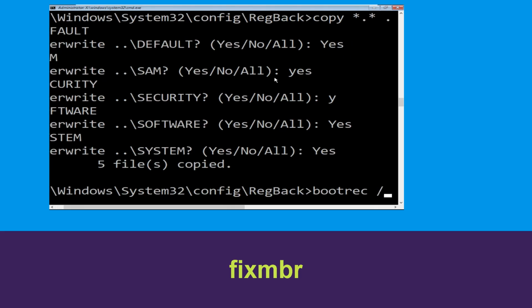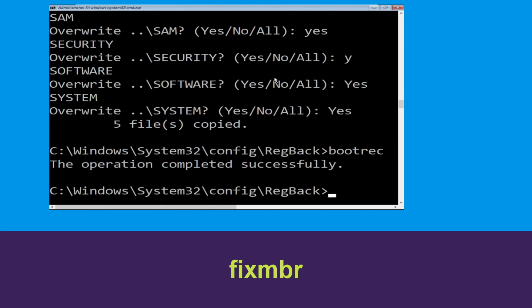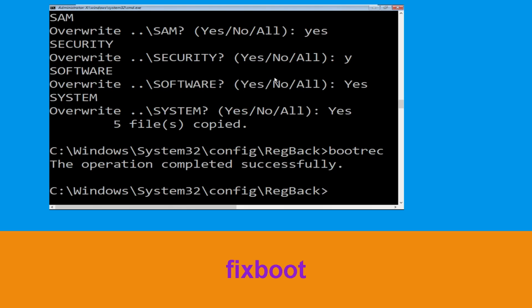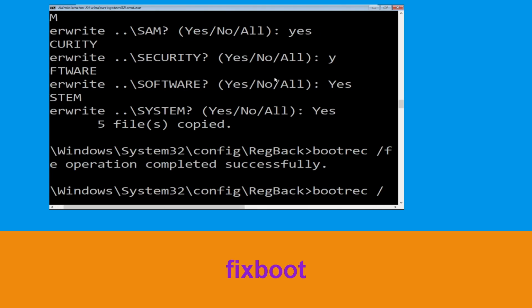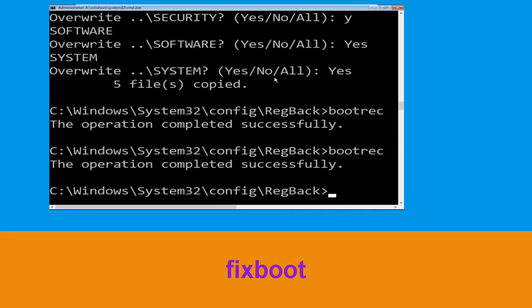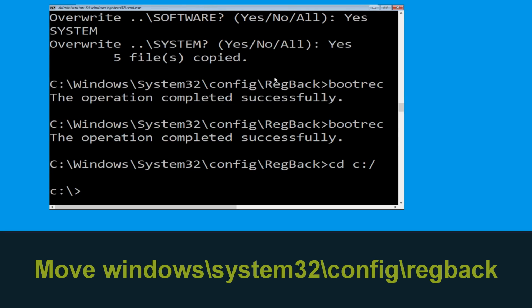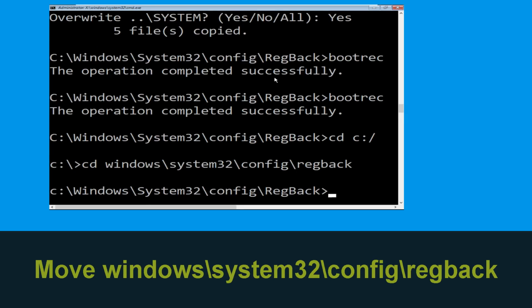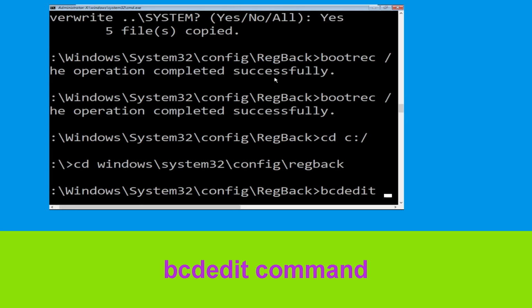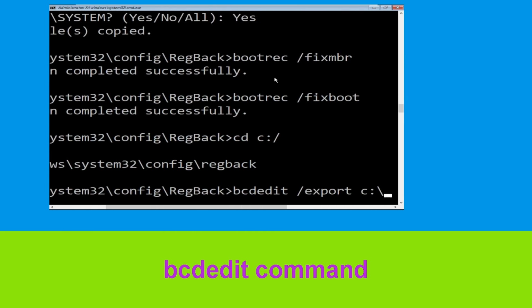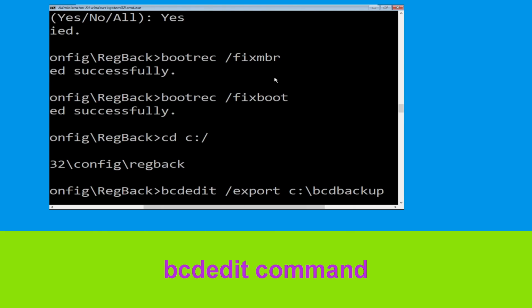Type in bootrec space /fixmbr and hit enter to execute the command. Type bootrec space /fixboot and hit enter. Type cd space c:/ and hit enter. Now type this command cd space windows/system32/config/regback and simply hit enter to execute the command. Now type this command bcdedit space /export space c:/bcdbackup and hit enter.